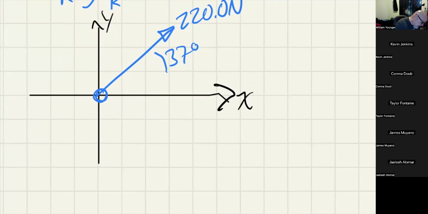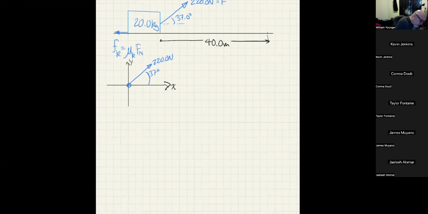So I'm going to say this angle right here is 37 degrees. I have also acting on it in the negative direction kinetic friction, and have acting on it in the positive direction, which I shall label as green, a normal force Fn.